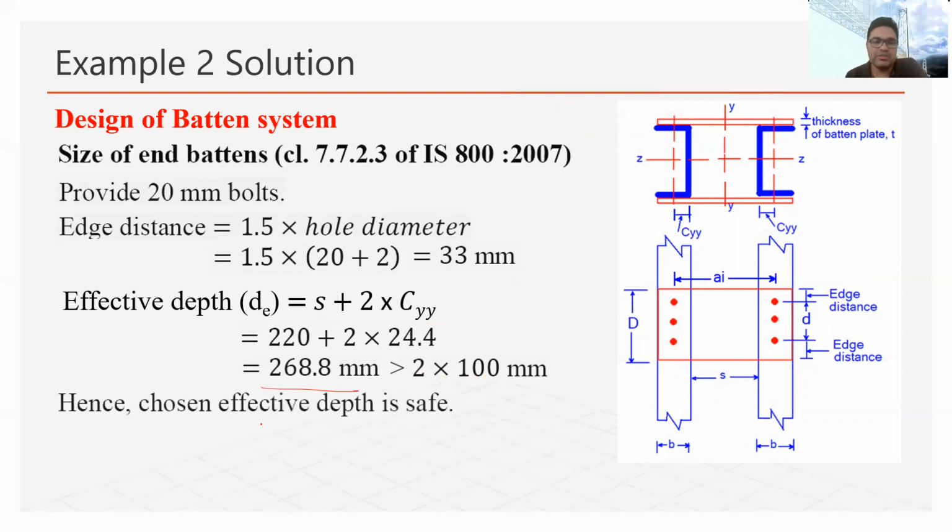So we can say the chosen effective depth is safe. And now we can find out the overall depth also. The overall depth will be the sum of D plus the edge distance from this end and the edge distance from this end. So this is how we find out this D value.